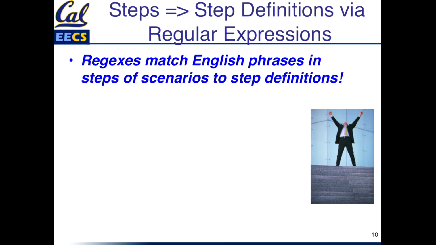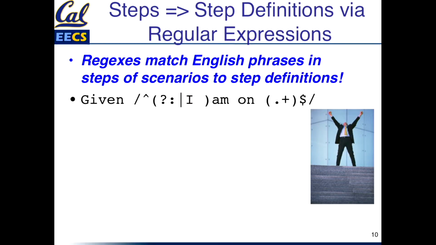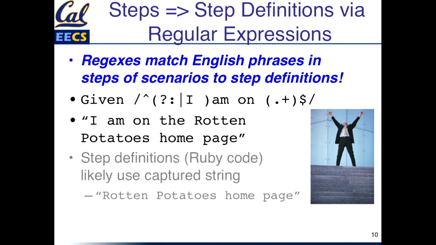Now the magic between the steps and the step definitions is you use regular expressions. So we're going to write good old regular expressions, which we talked about earlier. They're going to match those English phrases to map them onto the testing code written in Ruby. So remember, the given I am on the Rotten Potatoes homepage, there's our regular expression that's going to match this, and it's going to do that captured string, right? The captured string is over here in parentheses, and it's going to remember that it's the Rotten Potatoes homepage, which we'll probably use in the step definitions.